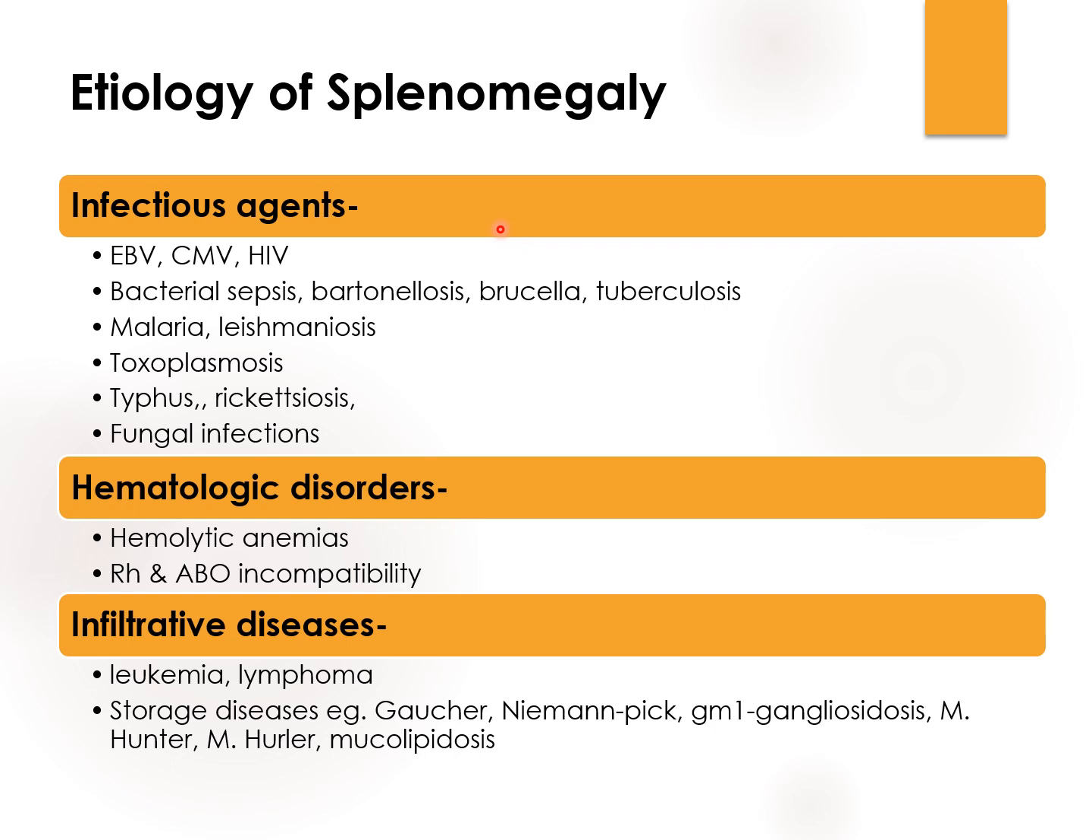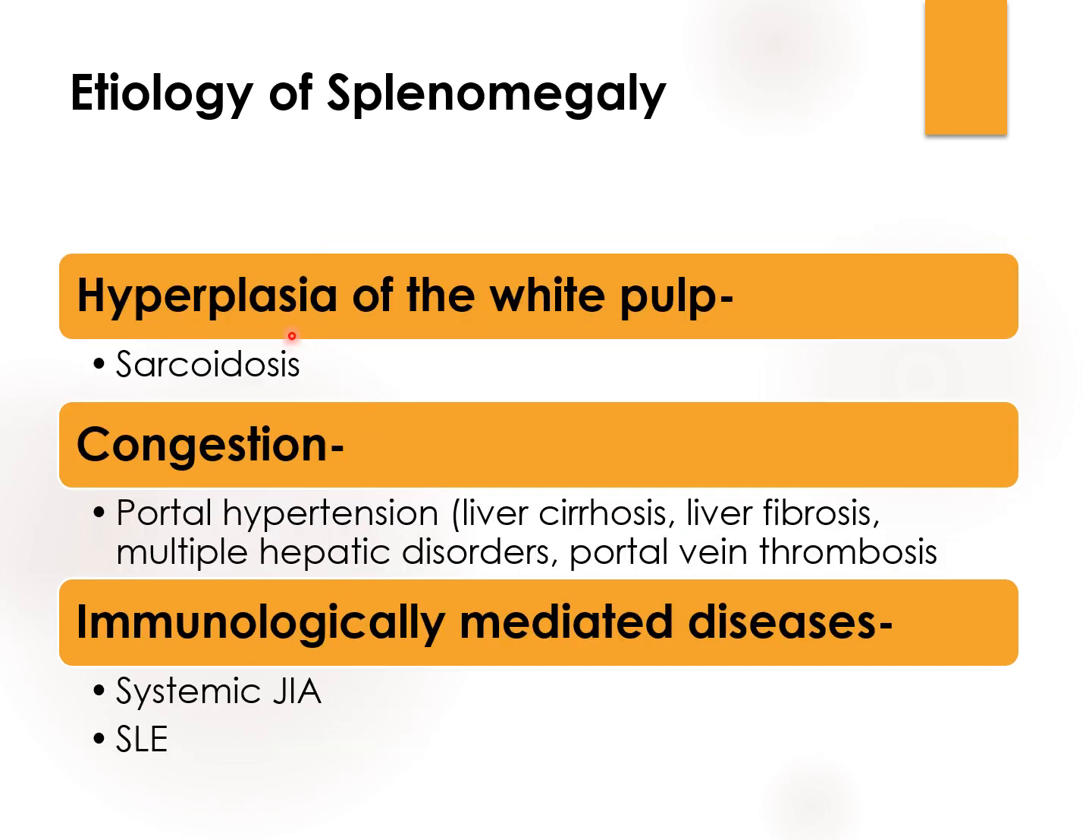Then, according to the etiology, we have to rule out various infections: virus, bacteria, parasite, and fungal can lead to splenomegaly. Hematological disorders, hemolytic anemia, Rh-ABO incompatibility during the neonatal period, infiltrative disease, leukemia, lymphoma, and storage disorders can lead to splenomegaly. Hyperplasia of white pulp, for example in sarcoidosis; congestion due to portal hypertension, liver cirrhosis, fibrosis; and immunologically mediated disease, systemic JIA and SLE, can lead to splenomegaly. So we have to keep in mind the etiology, and also the size.